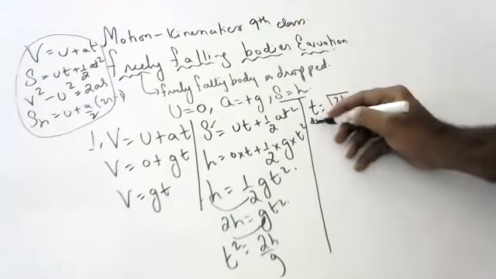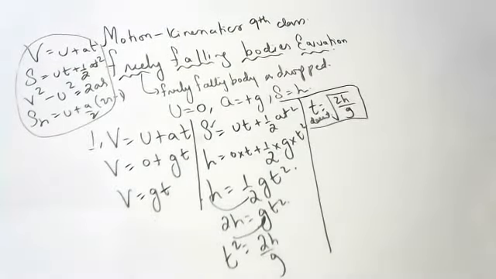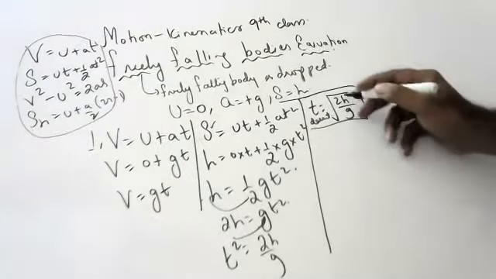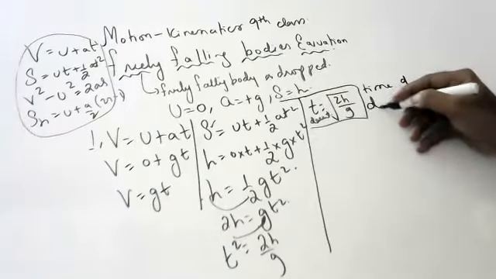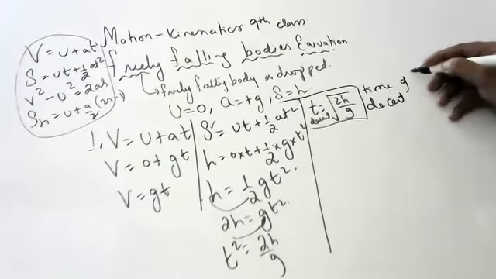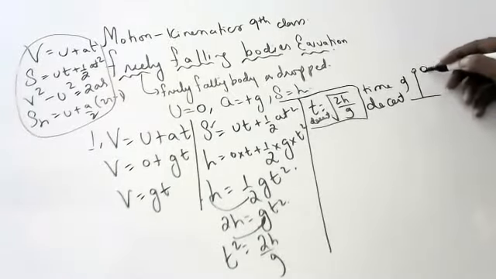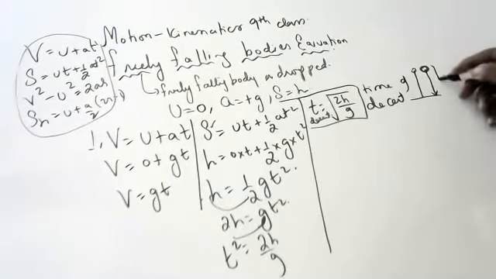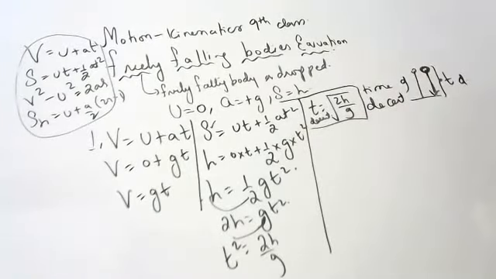This is called time of descent. What is time of descent, children? t = root of 2h/g. Time of descent means it is the time taken by the body to come and fall onto the ground. It's the time taken by a freely falling body to come down, and this is called time of descent. The time of descent formula is root of 2h/g.